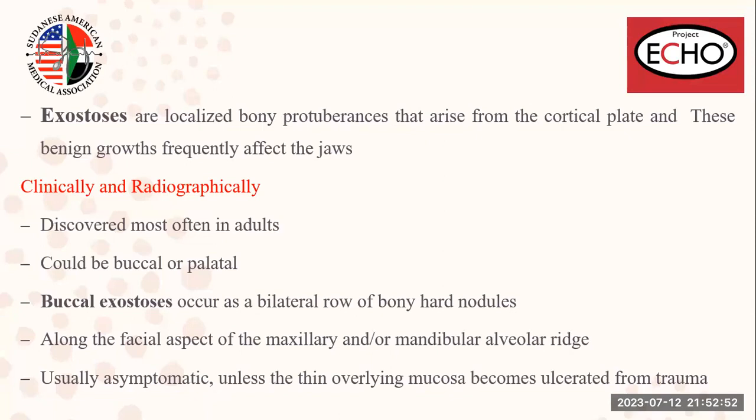If they are lying buccally, buccal exostoses occur usually as a bilateral row of bony hard nodules. They are along the facial aspect of the maxillary or mandibular alveolar ridge. They're quite high in the bone, and they are usually asymptomatic unless the thin overlying mucosa becomes ulcerated from trauma. So if the mucosa is kept from being traumatized or ulcerated, you don't have any symptoms, you just see them lying in the patient's mouth with no effect.